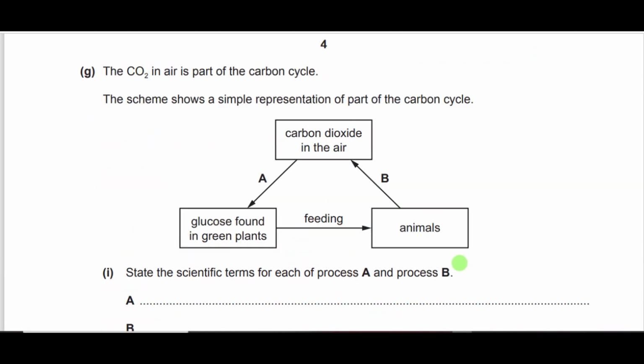So let's move on to the next question. Question 2G says the CO2 in air is part of the carbon cycle.